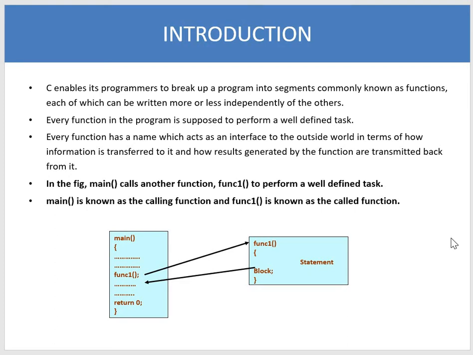In the following figure, we can see there are two functions. One is the main function and another is a sub-function named function 1. Main function calls another function, function 1, to perform a well-defined task. Main is called the calling function and function 1 is called the called function.